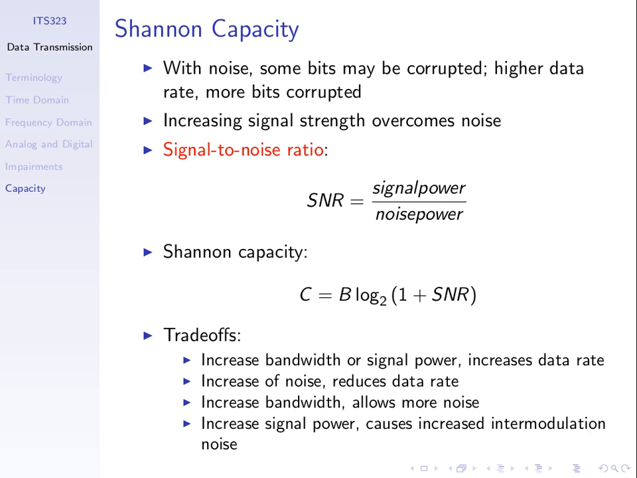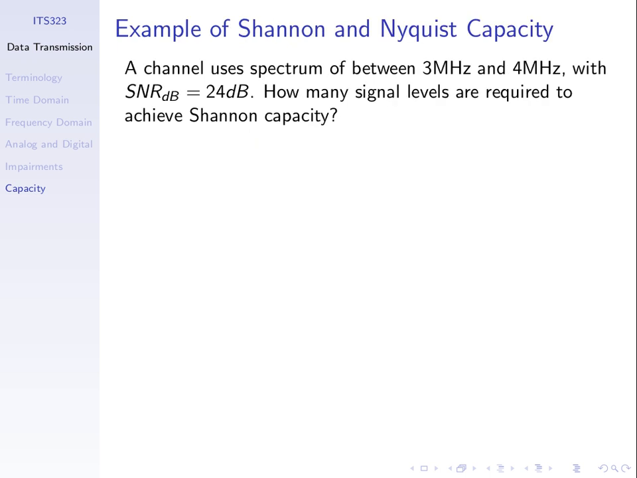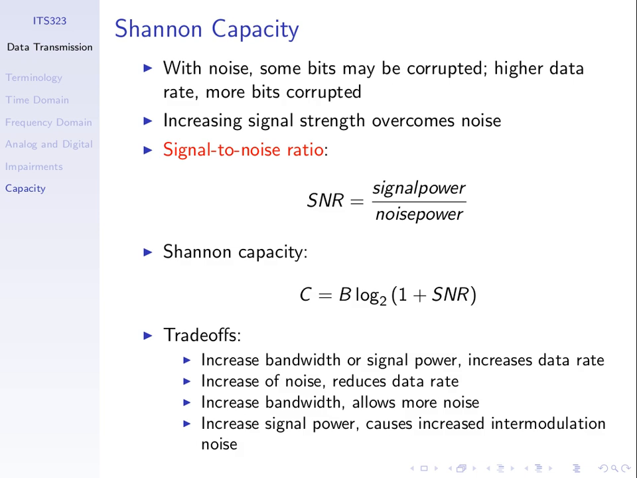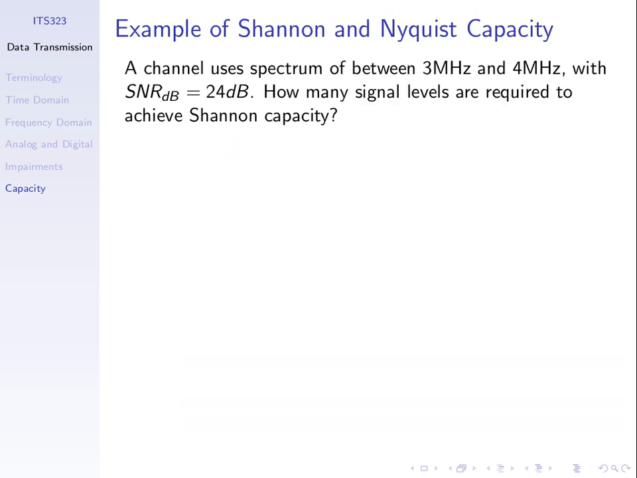Often the signal to noise ratio is expressed in dB, like in this question. Therefore, you need to know how to convert from dB to an absolute value, because the signal to noise ratio in Shannon's equation is an absolute value. SNR is an absolute value, not in dB. So you'll do quiz 6 for the homework, which includes just questions on Nyquist and Shannon. And to do them, you need to know about decibels. So you'll read up on the handouts and do some practice questions on dB.